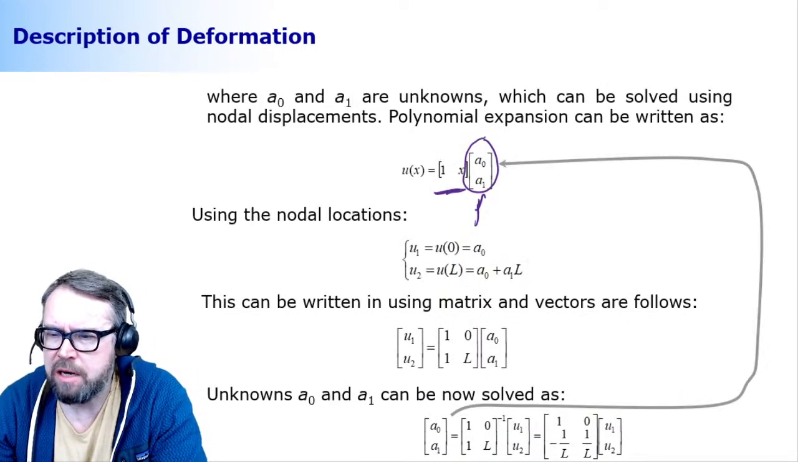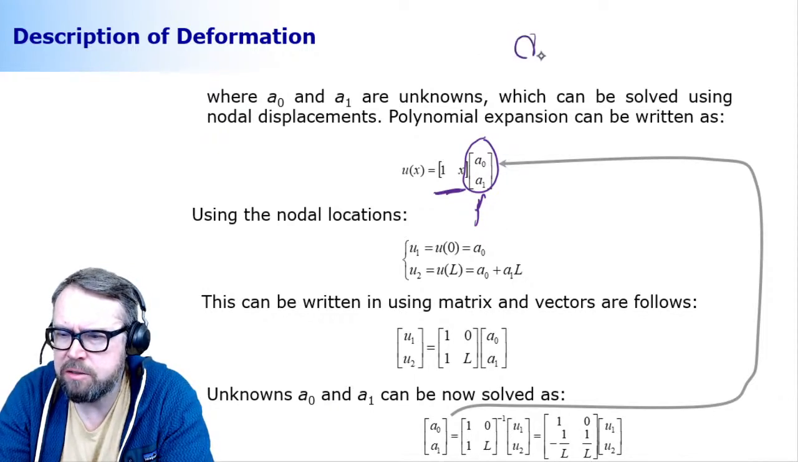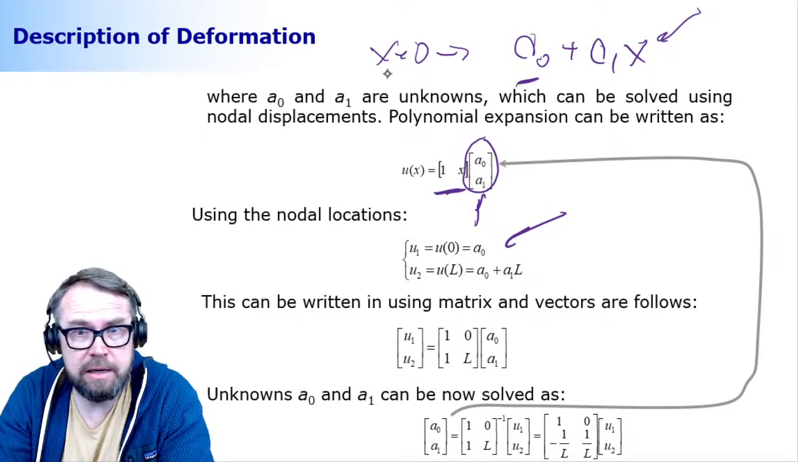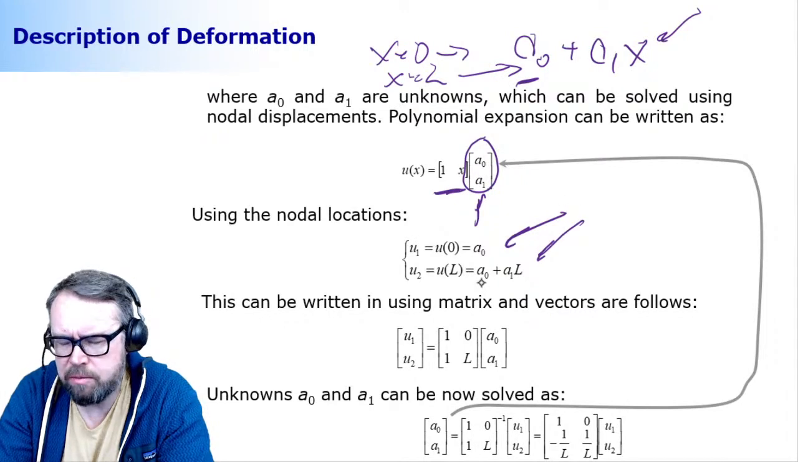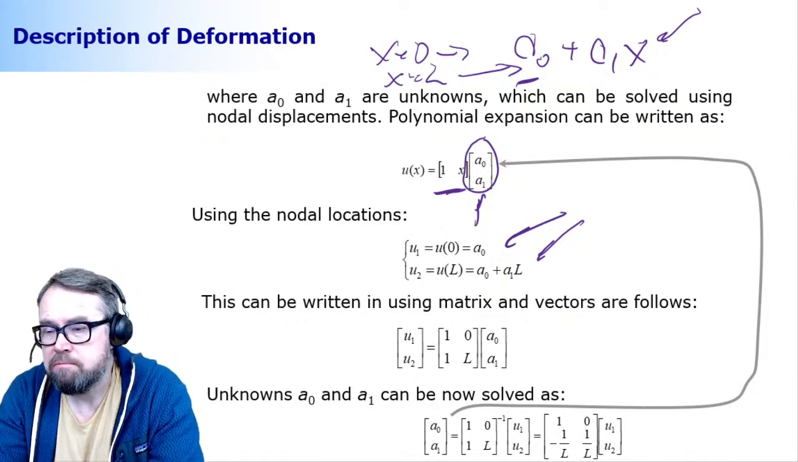Okay, let's first substitute x equal to 0 into a0 plus a1 multiplied by x. Obviously, the second component will be equal to 0. What is left is the first component. All right, so that's my first equation. The second substitution that I can do is x equal to L. So let's substitute this one here. So it's going to be a0 plus a1 multiplied by L. Okay, so that's where we are.